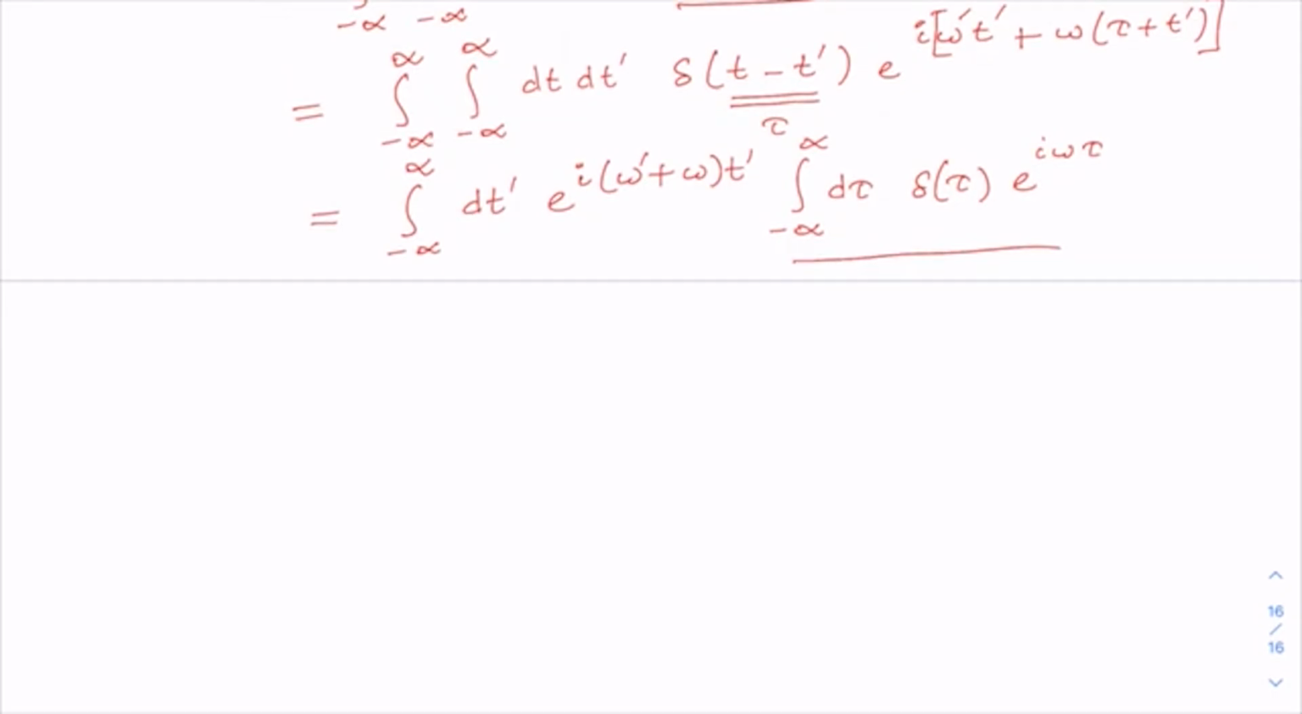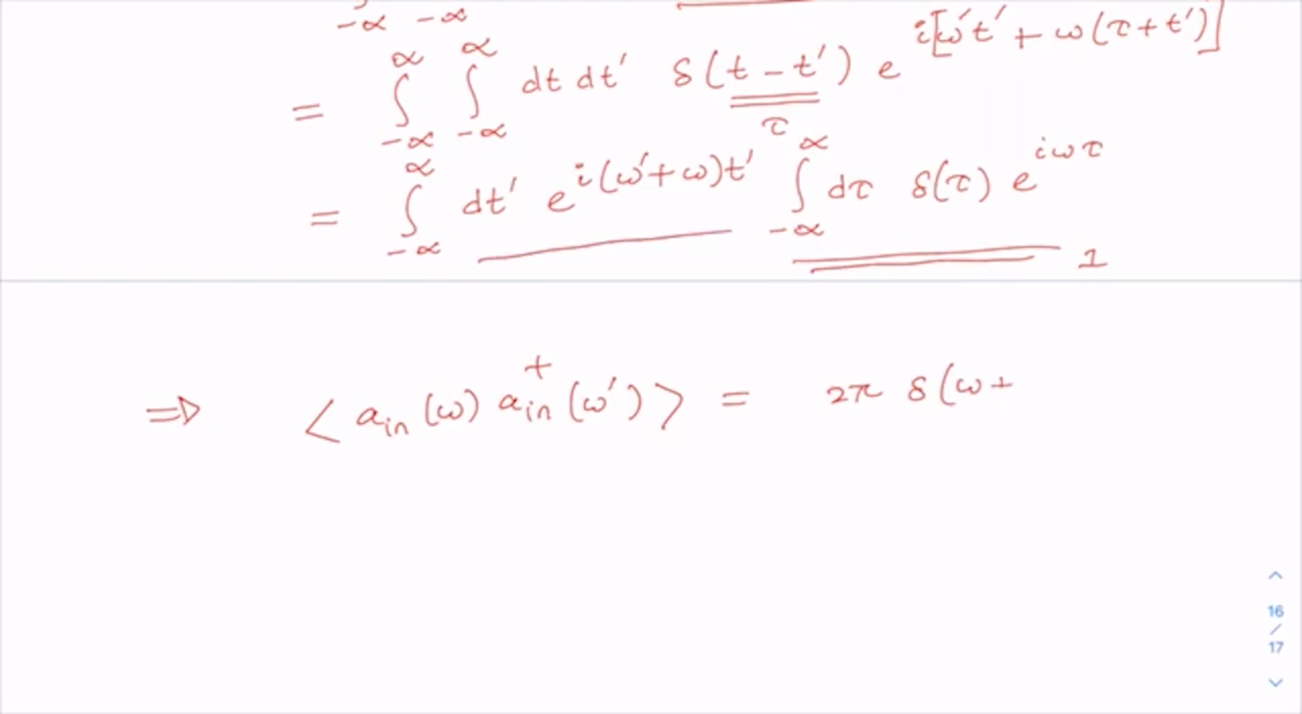So apply the property of the delta function. We'll get very simply A in omega, A in dagger of omega dash, that would be equal to 2 pi, and this is going to give us 1. So this is the Dirac delta function again, that would be 2 pi delta of omega plus omega dash.